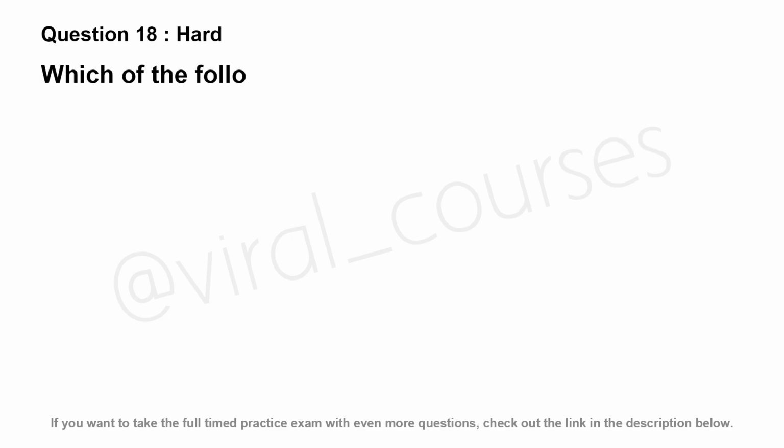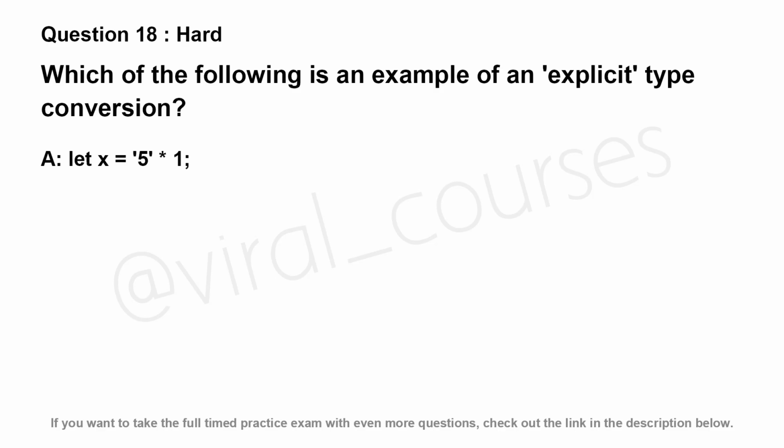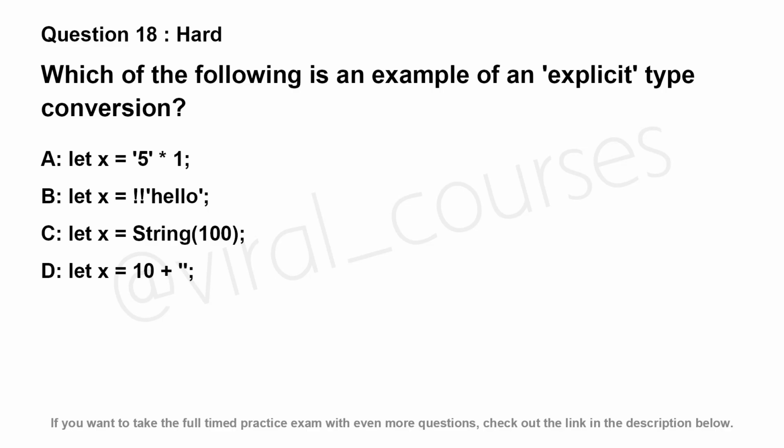Which of the following is an example of an explicit type conversion? Option A, let x = 5*1. Option B, let x = "hello". Option C, let x = String(100). Option D, let x = "10" + 5.